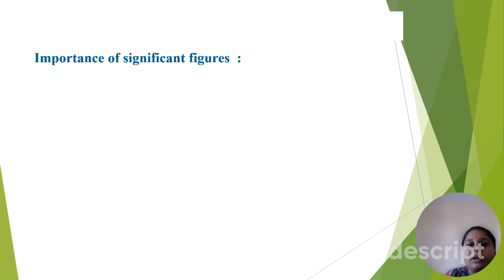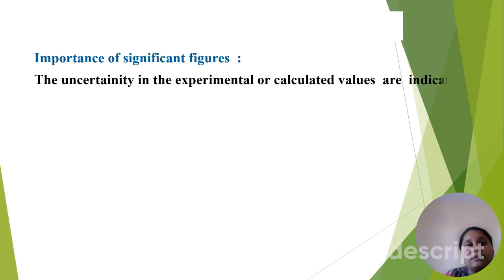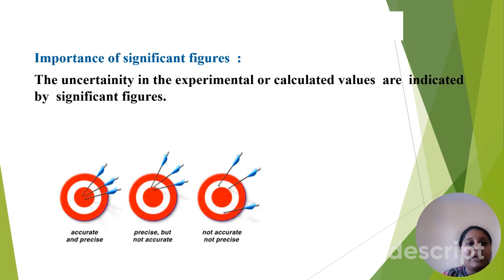So what is the importance of significant figures? Why do we need significant figures? The uncertainty in the experimental or calculated values is indicated by significant figures. So with the help of significant figures, we do the experimental or calculation value. So see, this is accurate and precise.